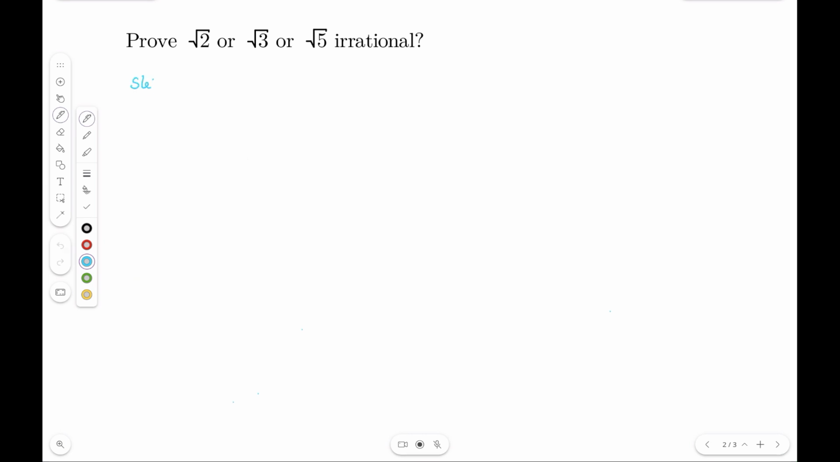In step number 1, we shall assume root 3 as rational. So step number 1 is assumption that root 3 is rational.